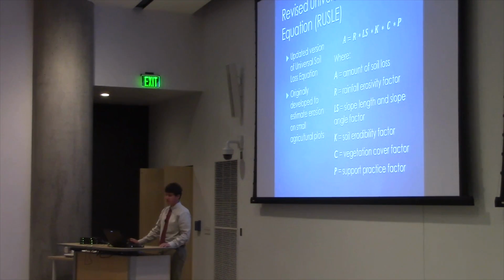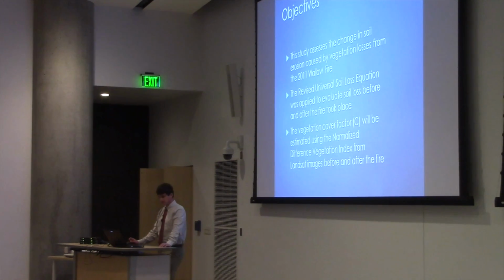This equation can be applied with GIS by creating rasters which represent each factor and then multiplying them together to assess total soil loss. So the objectives of the study were to see how the Wallow Fire affected soil loss. To do this, I applied the revised universal soil loss equation both before and after the fire took place. The vegetation cover factor, represented by C, was estimated using the Normalized Difference Vegetation Index from Landsat images before and after the fire took place.